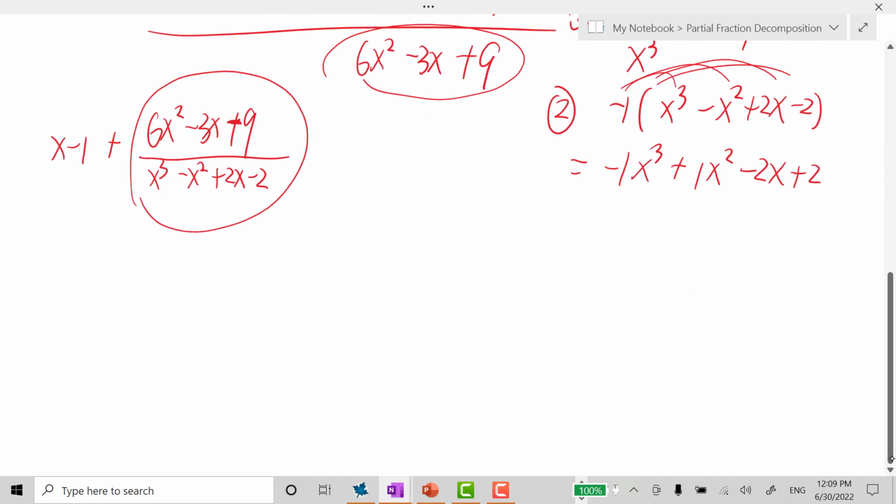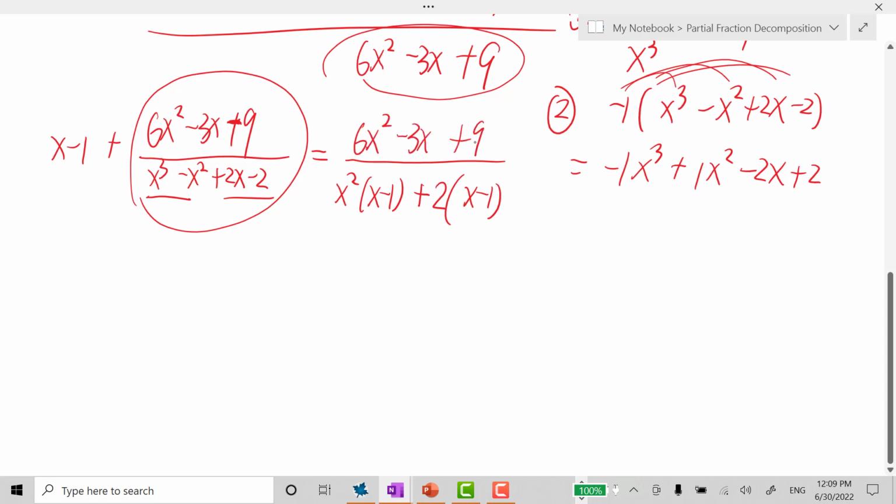Then first of all, we need to factor the denominator. Factor by grouping: x squared goes first, times x minus 1. Group the first two, group the last two. For the second group, the GCF is 2. Factor that out, x minus 1. On top is 6x squared minus 3x plus 9. So the fraction is 6x squared minus 3x plus 9 over x minus 1 times x squared plus 2.